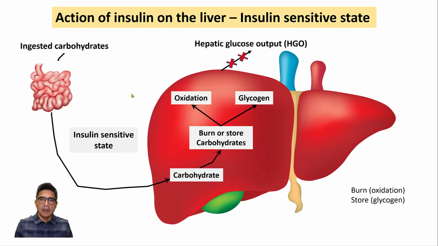Now, I promised you that I will explain to you what is the action of insulin on the liver in an insulin-sensitive individual in whom insulin is working well. So this person who is ingesting a standard American diet, carbohydrates, but is insulin sensitive, can take in the carbohydrate and burn it or store it as glycogen. Because somebody is ingesting carbohydrate in an insulin-sensitive state, the liver says, hey, we have enough carbs coming in. I don't need to put out carbs. So this process called hepatic glucose output is reduced.